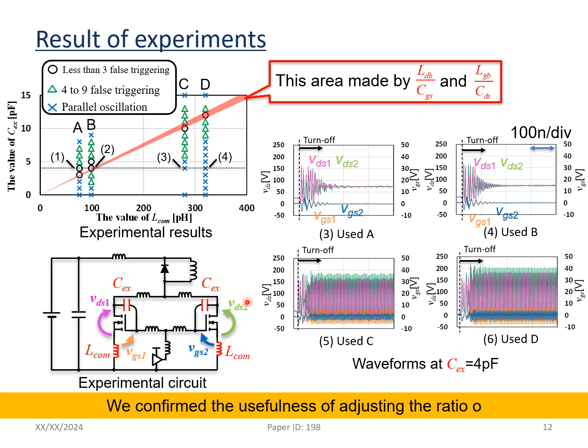So now I show the waveforms on the right side. Sorry, this is a mistake. If we change the LCOM value by PCB, each PCB, and if it is near the suppression condition, the parallel oscillation is suppressed, and if it is far from the suppression condition area, the parallel oscillation occurs. So we confirm the usefulness of adjusting the ratio of CGD and common source inductance.